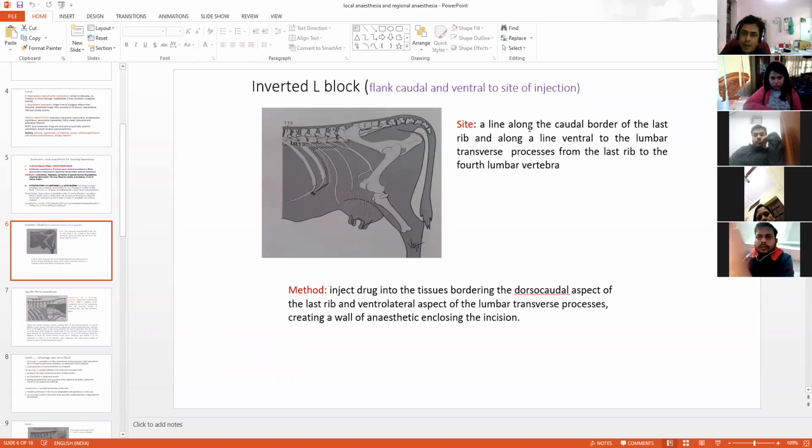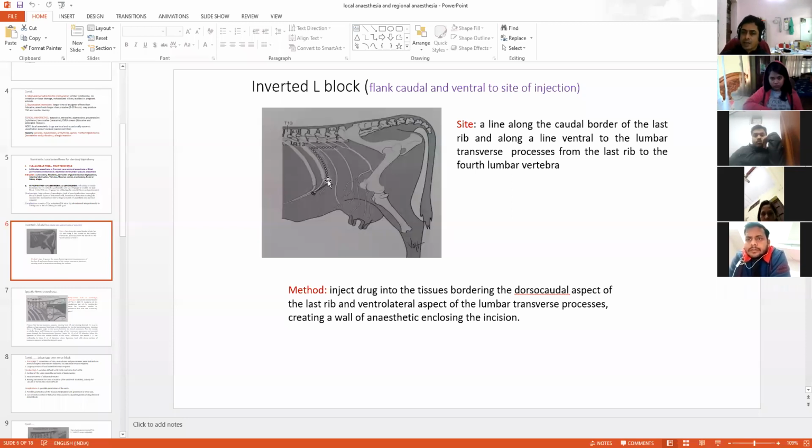Inverted L block is a line along the caudal border of the last rib. This is the last rib. So you are going to have this infiltration line along the caudal border of this last rib, and a line ventral to the lumbar transverse process. You see here, this is the lumbar transverse process.